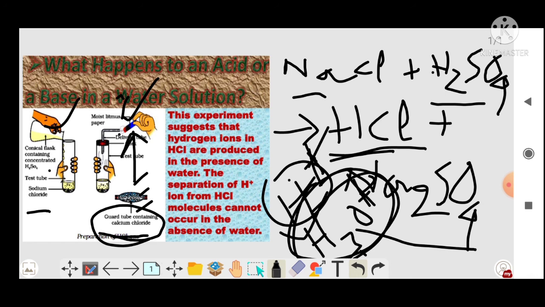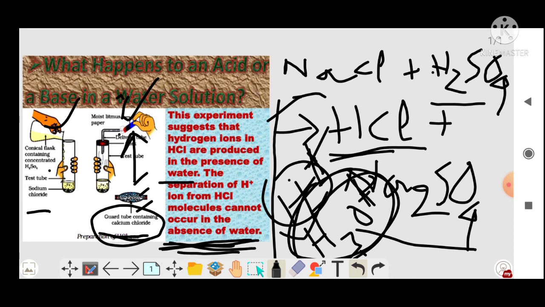Okay, so actually देखो, this experiment suggests that hydrogen ions in HCl are produced in the presence of water. This is very important line. The separation of H plus ion from HCl molecules cannot occur in absence of water. देखो, the separation of H plus ion from HCl molecule cannot occur in the absence of water.